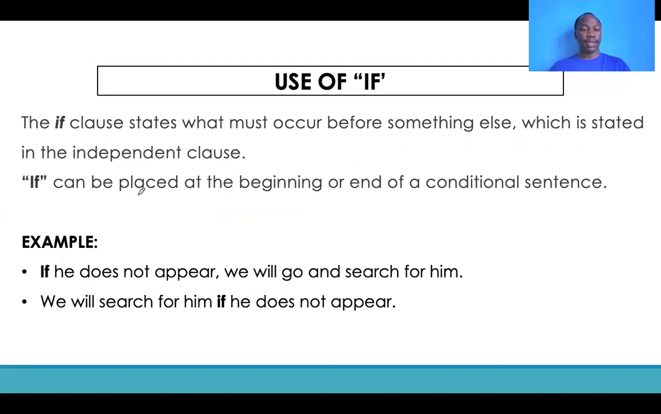So for example, if he does not appear, we will go and search for him. So if is the conditional. If he does not appear, we will go and search for him. And this we can tell is the dependent clause, right? And this the independent clause. So notice the use of if here. It's dependent on whether this guy appears that we will go and search for him.